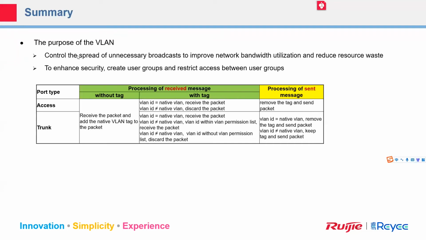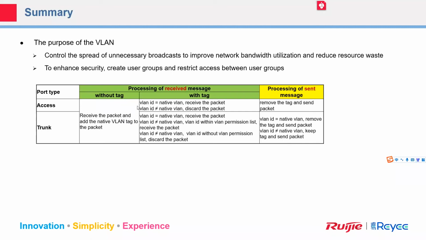So what's the purpose of the VLAN? We have to know. We want to control the broadcast domain, and then we can improve the network bandwidth utilization and reduce resource waste. So that's why we use the VLAN. Of course, in your network, if we don't have so many terminals, or maybe we already have the router, you can use only one VLAN, it's okay. And to enhance security, we can create user groups and restrict access between different user groups. So this is a purpose.